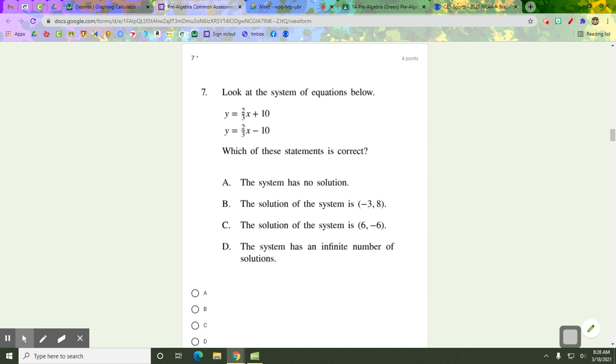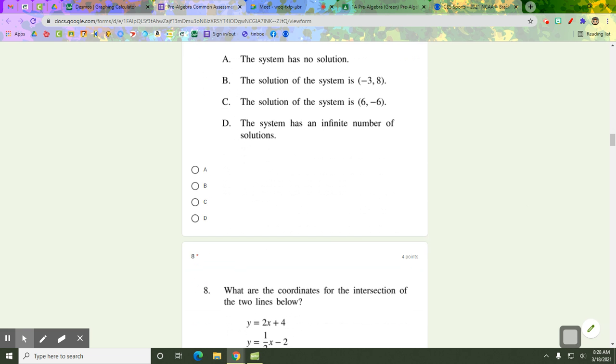What do we know about lines that have the same slope? What do we know about parallel lines? Do parallel lines ever touch? They don't, right? They're like railroad tracks, they never touch. So how many solutions will it have? None. They don't touch either.